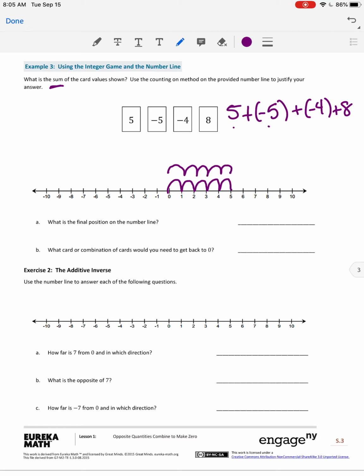Now I have to count down to -4 spaces. So I'm going back 4 spaces. 1, 2, 3, 4. Now I'm at -4.